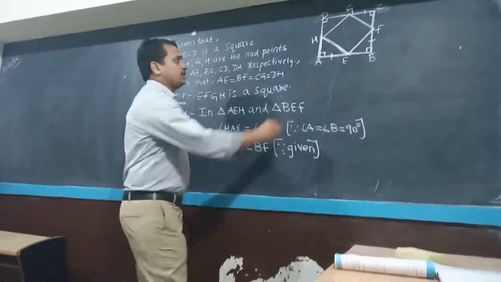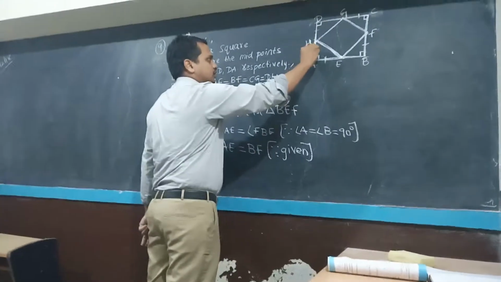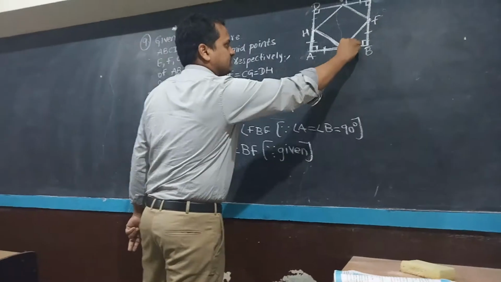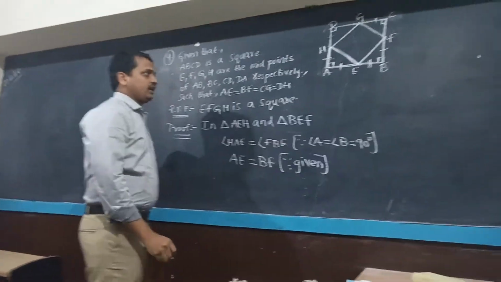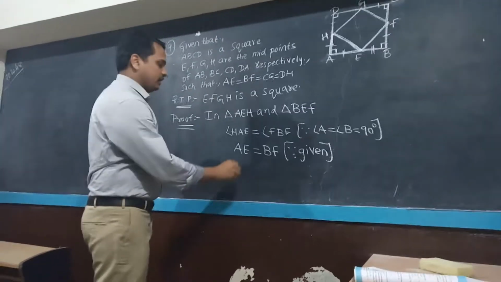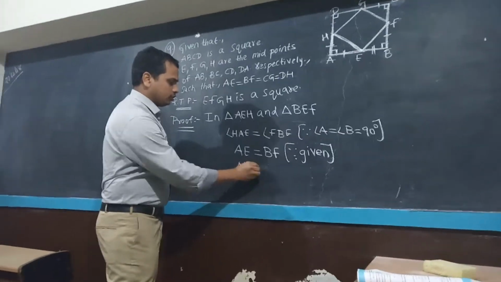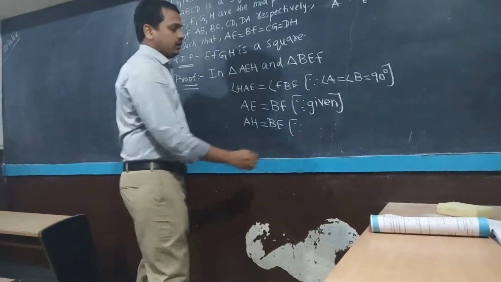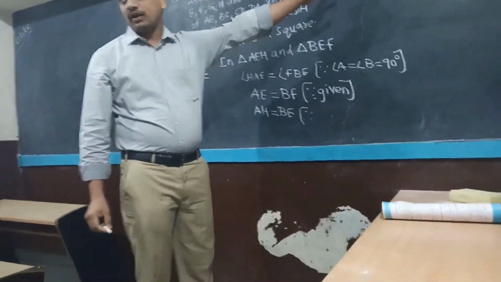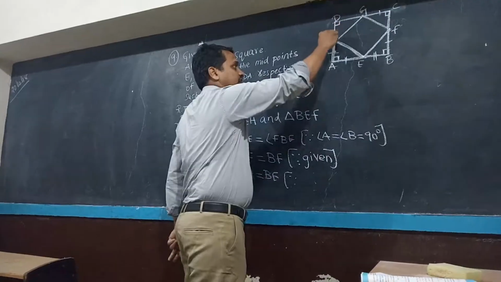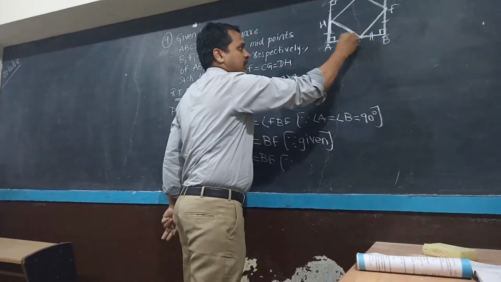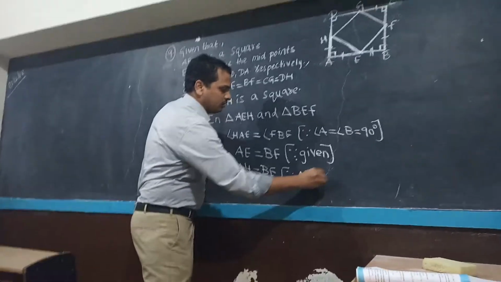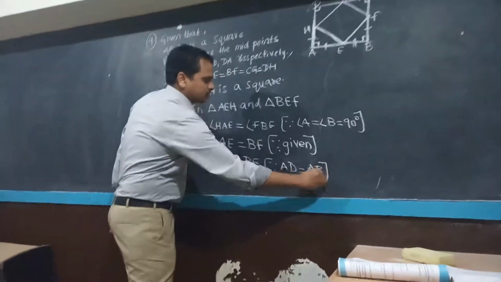Now in this triangle, side AH is equal to BE. Why is AH equal to BE here? Since in a square all sides are equal, AD is equal to AB.